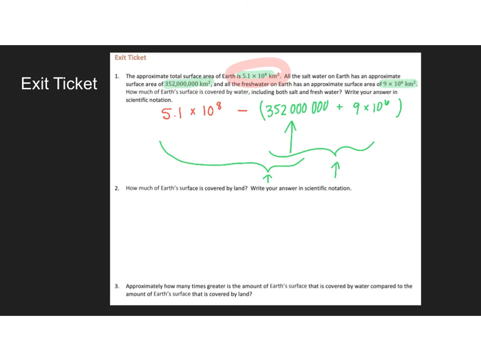The last one is how many times greater is the amount of Earth's surface that is covered by water compared to the amount of Earth's surface that is covered by land. You're going to be taking this number right here and dividing it by this sum. All right? And again, I'll walk you through it and break it down in Galileo for you into smaller questions. Remember, if you're not ready for this, rewatch the video, go back through your notes, practice a little bit more before you move on to it. Okay? That is the end of this lesson.